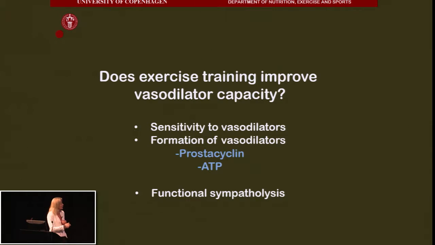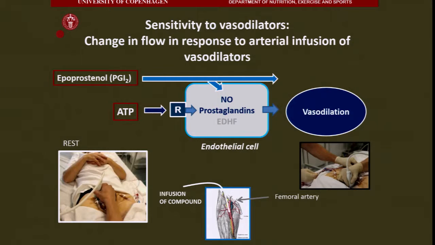We're looking at sensitivity to vasodilators and formation of vasodilators, prostacyclin and ATP. I've selected these two. And then functional sympatholysis. I will say that there is a limited amount of data on the effect of training on vasodilator systems. And the subjects that we have used have not been young elite athletes or untrained athletes. They've mostly been middle-aged, so you will see data from middle-aged. We're still alive, those of us that are middle-aged, so I think the system's there.